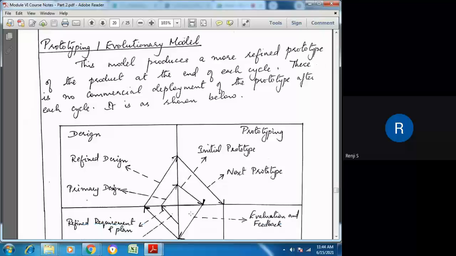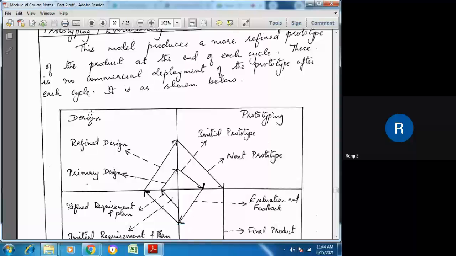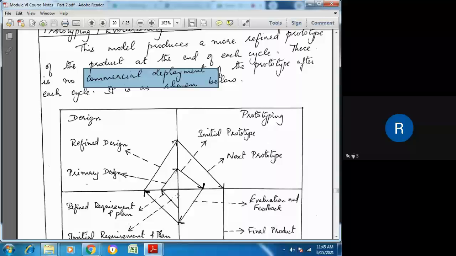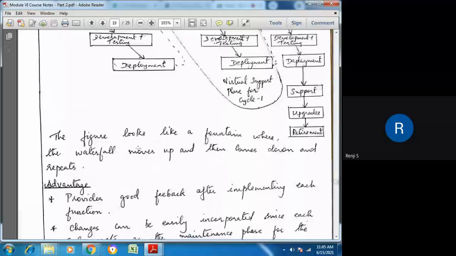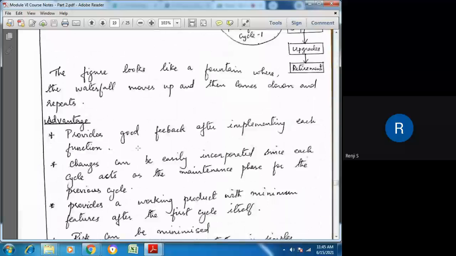So this model produces a more refined prototype of the product at the end of each cycle. And there is no commercial deployment. It is not given to the customer. It is only given for review. So there is no commercial deployment of the prototype after each cycle, whereas in the iterative model, there is commercial deployment. That is, it is given as a product to the customer.